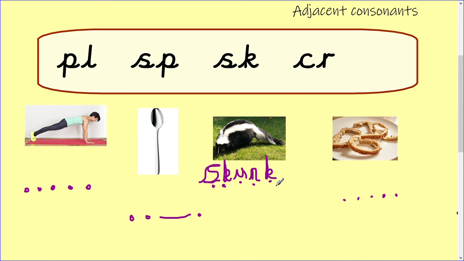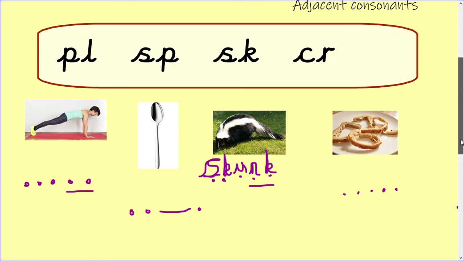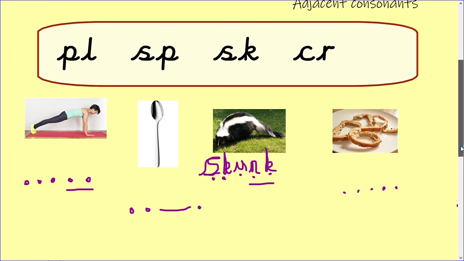We're also beginning to teach nk actually as a digraph, so that's a bit of a trick there. That's a bit of a change. So those could be adjacent consonants, the N and the K, because it is two consonants together, but we teach it at SMUPS as a digraph as well, so have a think. So adjacent consonants, very tricky, but really, really helpful for the children to learn.